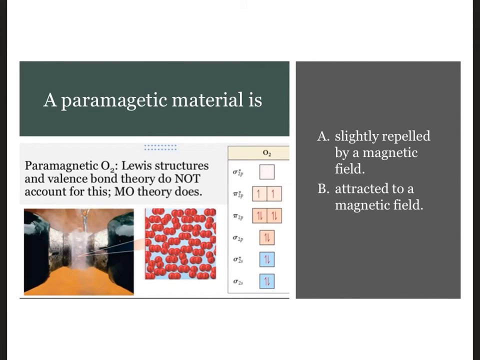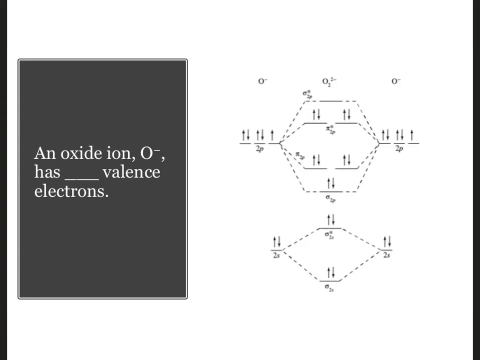A paramagnetic material is going to be attracted to a magnetic field, and it's attracted to a magnetic field because it has unpaired electrons.